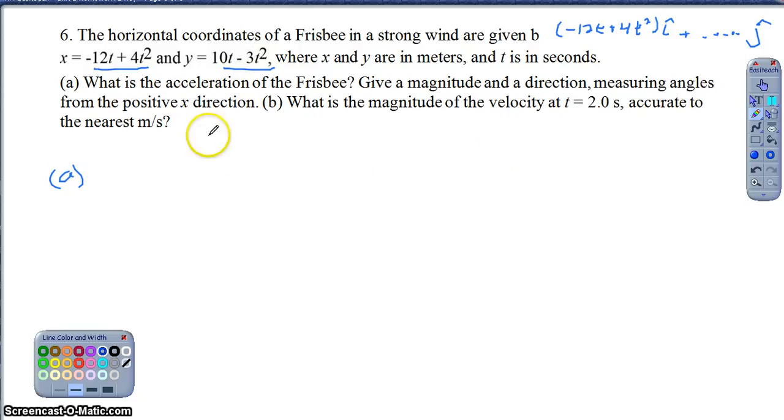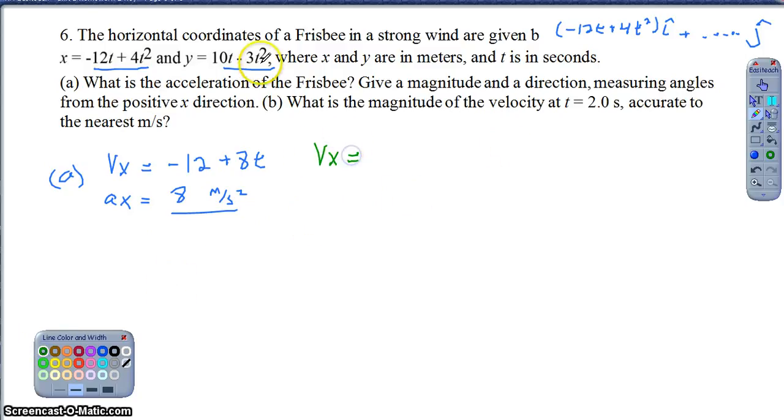So working through this problem, all I need to do is find my derivatives, right? My velocity function in the x direction would be the derivative, which is negative 12 plus 8t. Hopefully at this point you're getting very comfortable with those. My acceleration function in the x direction would be the derivative of that, so it just ends up being 8 meters per second squared, and again, notice it's a constant. Similarly, in the y direction, my y velocity function would be 10 minus 6t, not 3, because the 2 comes out. And then the acceleration function would be negative 6 meters per second squared.